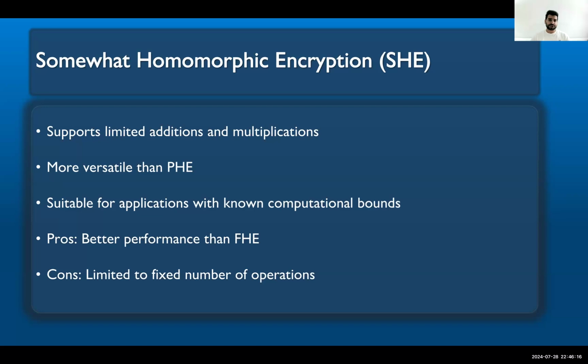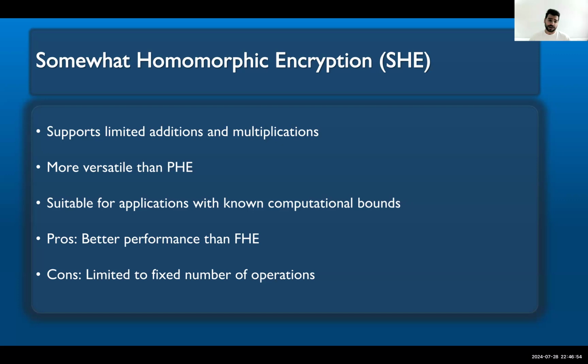But somewhat homomorphic encryption, or SHE or SWHE, supports limited addition and multiplication, and the combination of these. We can do both addition and multiplication, but a limited number of times. We cannot do it an unlimited number of times as we want. They are more capable than PHE, but the complexity is more than PHE. But there's a balance between the security and the computational overhead in SHE.